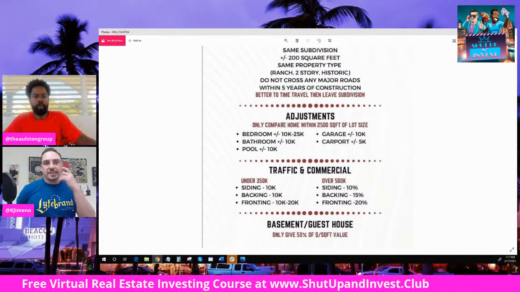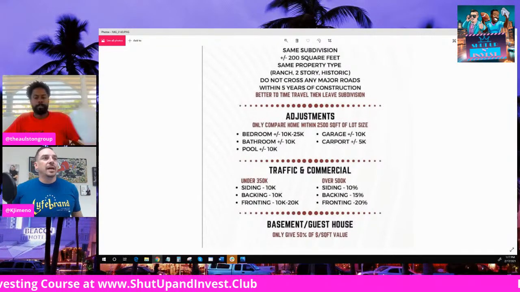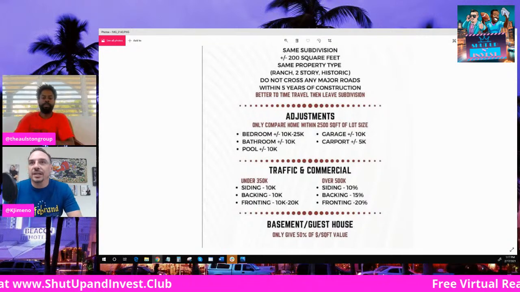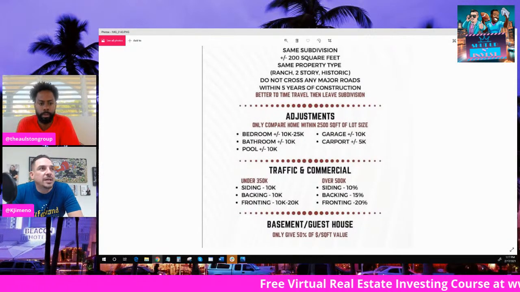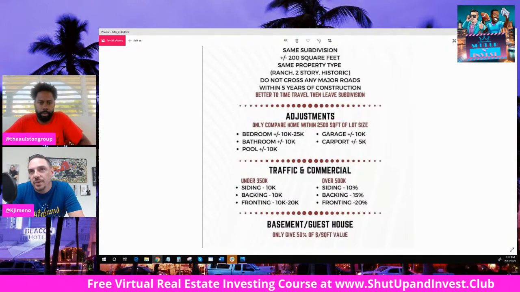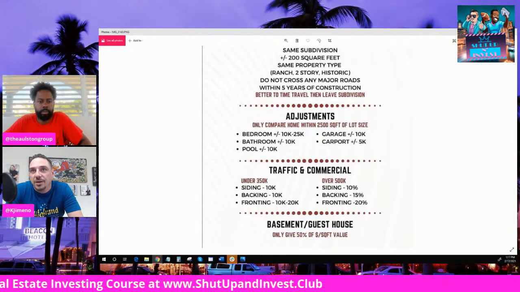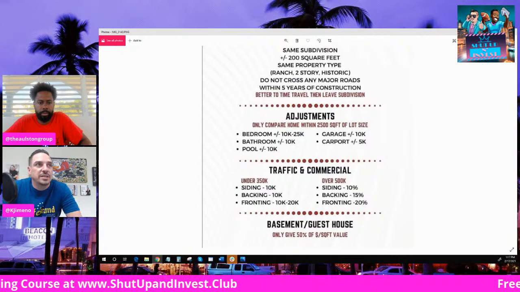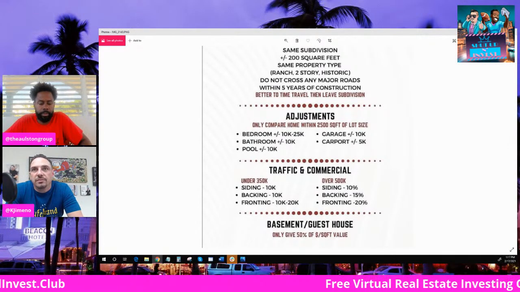Here's the post that I was telling you that our guys over at Keegley posted the other day. And it's kind of like a little cheat sheet. I really liked it because I figured we would use it and break it down on the show. Here it says, same subdivision, exactly what we were talking about. The grid, the neighborhood, stick to the area, don't cross major streets. And you're looking for plus or minus 200 square feet.